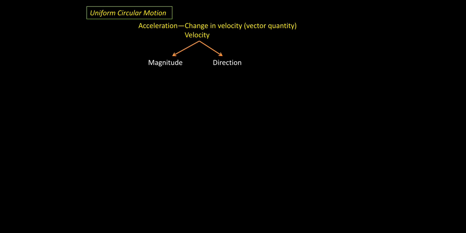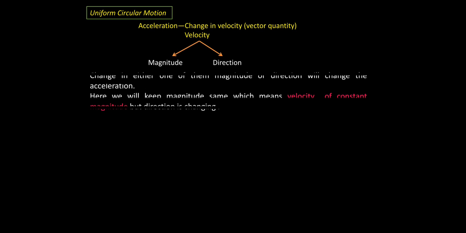Now coming to uniform circular motion. As you know, what is acceleration? It is change in velocity, and velocity is a vector quantity. Vector quantity means velocity has both magnitude and direction. Now a change in either one of them will give you acceleration. If I change the magnitude, it will give acceleration. If I change the direction, then also it will give acceleration. What we are going to do here is keep the magnitude the same. That means velocity of constant magnitude, but we are going to change the direction.